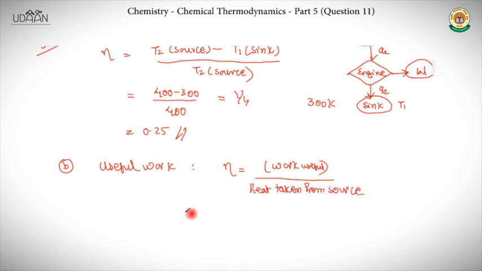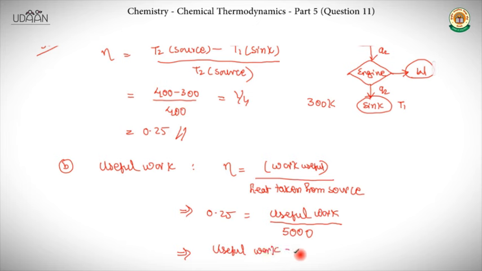In our case, efficiency is 25%. We calculated that in part A. So 0.25 equals useful work by heat taken from the source, that is 5000 kilocalories. So here it gives us useful work equal to 0.25 into 5000, that is 1250 kilocalories.